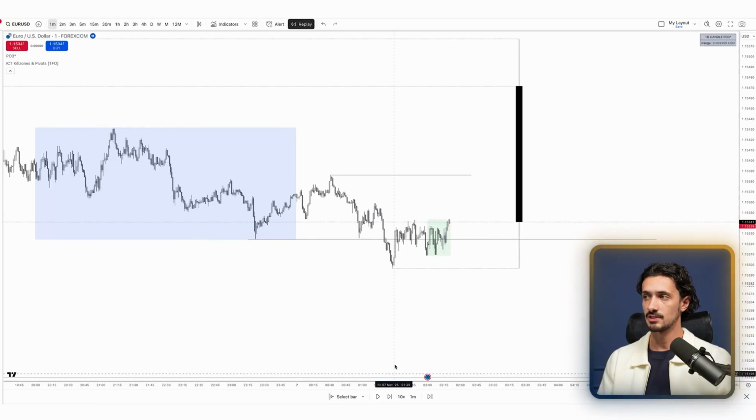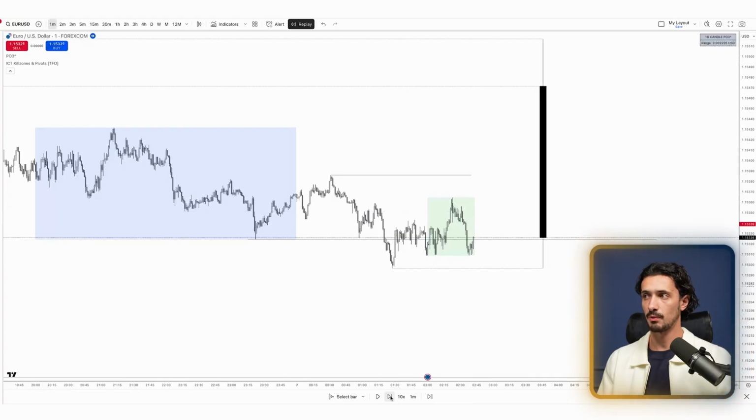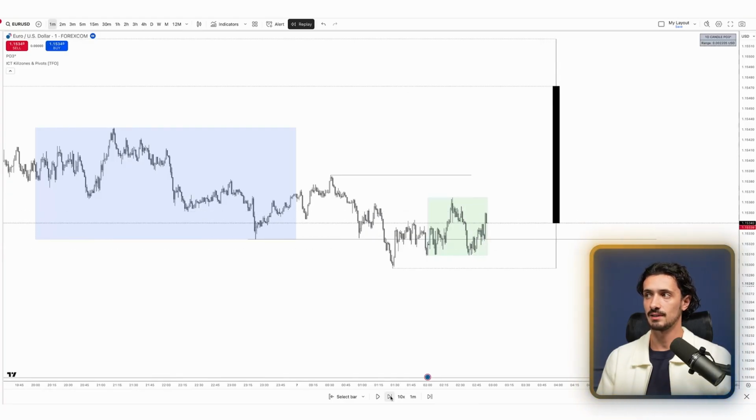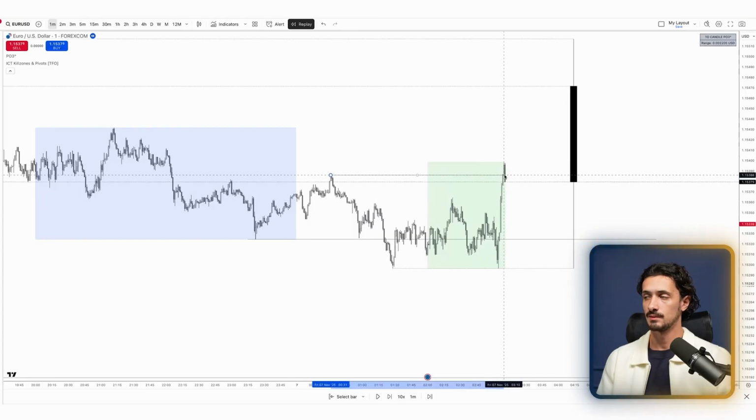You can see London session opens. That's my green box right here. London session opens. We're just playing around. At this point, I'm not interested in anything. I don't need anything. I'm literally just waiting. And then boom, that high gets taken. Buyers have just stepped in control.